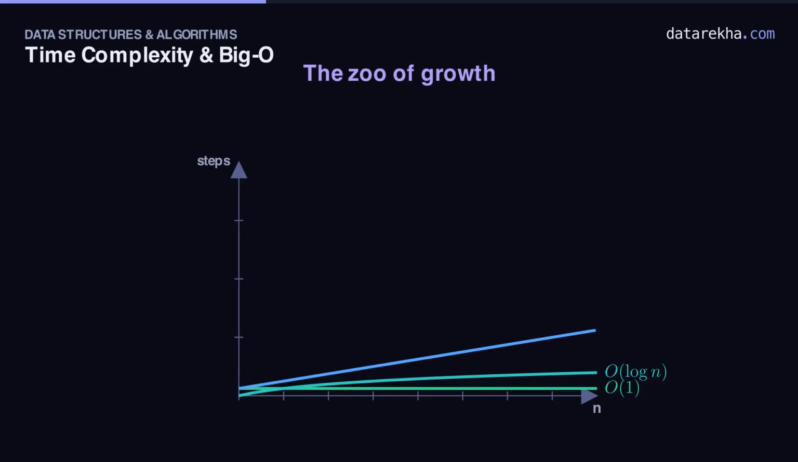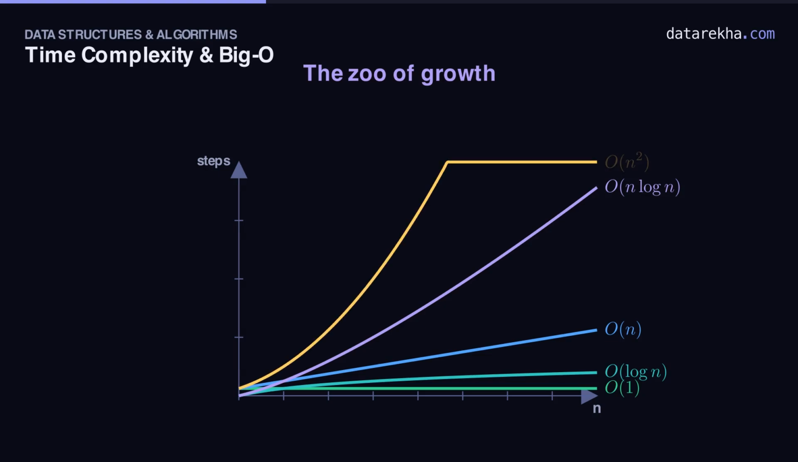Order n rises in a straight line, steady, predictable, proportional to the input. Order n log n climbs a little faster than linear. This is the pace of the best sorts. Order n squared curves up sharply. Double the input and the work quadruples, and order 2 to the n then explodes. It rockets off the top of the chart almost instantly. The danger zone. Feel that gap.